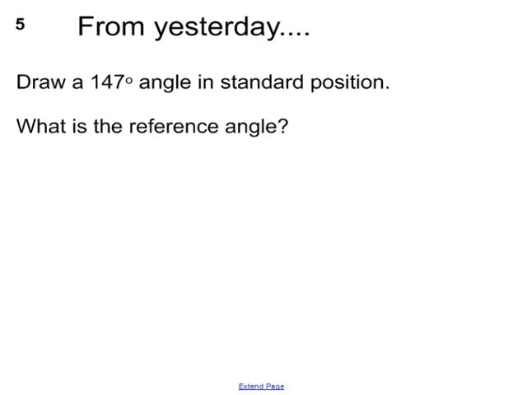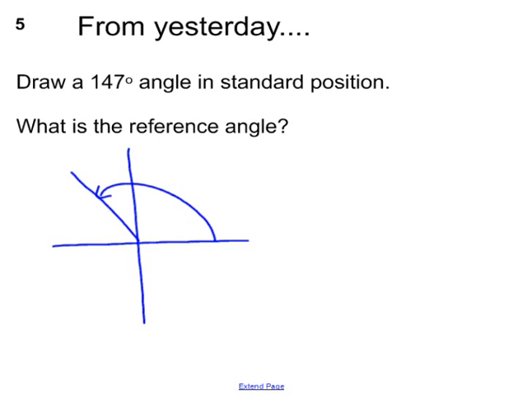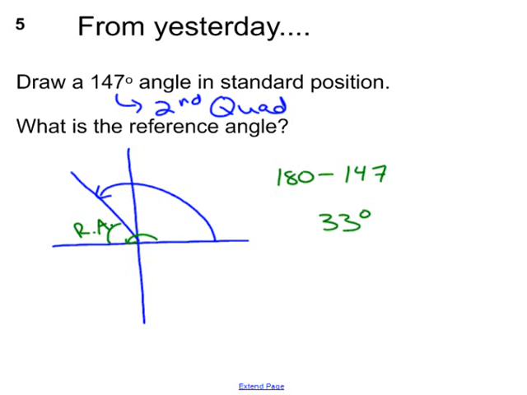All right, so from yesterday, we talked about angles and finding the reference angles. So let's see if we can find a connection. If I draw a 147-degree angle, that'll put me in the second quadrant. And I am more interested in my reference angle. So that is my reference angle. And I want to figure out what that measures. So all I have to do is realize that if I were to go all the way across, that would be 180 degrees. And so if I take 147 away from 180, I am left with 33 degrees. So that is my reference angle.